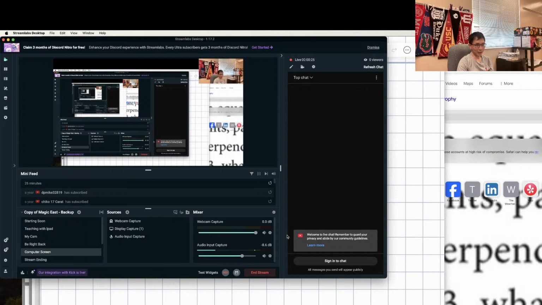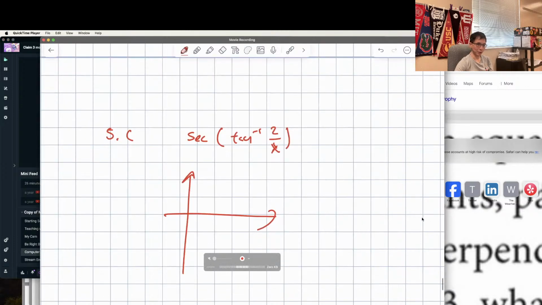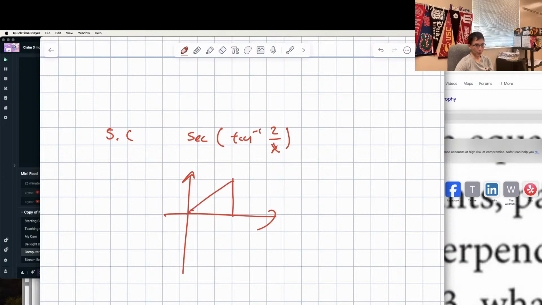What does 5C say? Secant, parentheses, tangent inverse of 2 over x. Okay, so remember if you have x, this one you can draw in the first quadrant because it doesn't matter which quadrant it is. So in this case, I'm just drawing the first quadrant, and this is 2. This is x. Is that okay? And then it's going to be x squared plus 2 squared is equal to z squared. And Diego, get a pencil and write this down. z is equal to the square root of x squared plus 4. Got it?